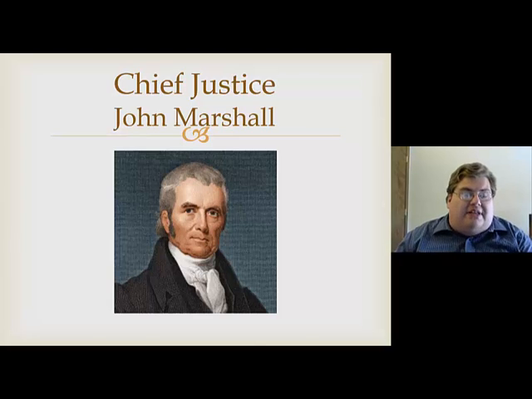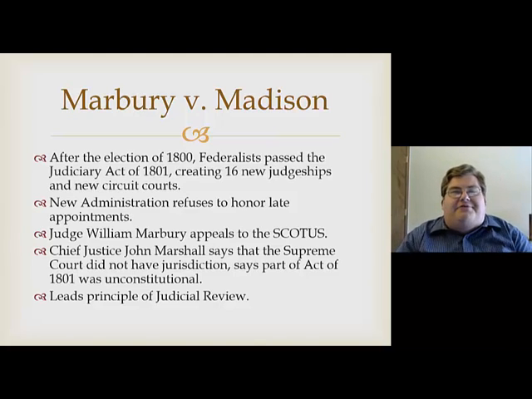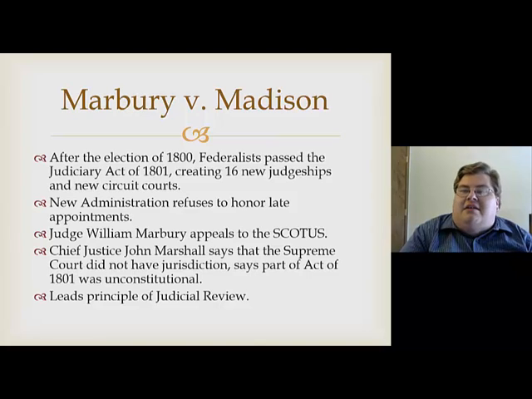So he's trying to find a way out of this, and then he finds the most brilliant and, at the time, seemingly inconsequential maneuver. He says that the Supreme Court does not have the jurisdiction to adjudicate this case. And he says that part of the Act of 1801 was unconstitutional, that how they had created these new judgeships went directly against the Constitution. In doing so, what he tries to do is actually remove the Supreme Court from having to decide. But accidentally, he creates what we'll know forever as judicial review.